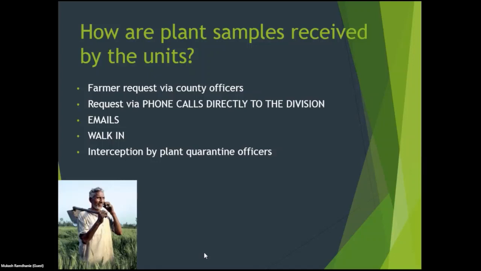The request can also be via phone calls directly to the division, and at the end of the presentation, we have an email address where you'll be able to send photos, right? The farmers or any of the stakeholders, householders as well, can come into the research division. And we also have interception by plant quarantine officers. This would be for people who would be bringing in commodities that are imported.